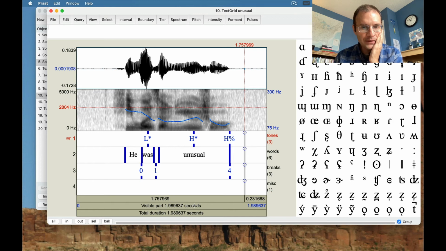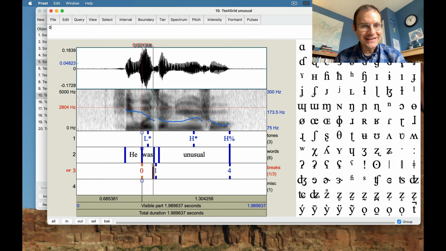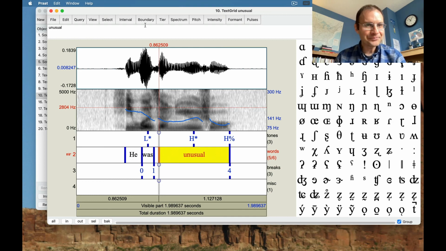Okay, so let's clean up some of this housekeeping stuff. So we've got the zero here. This is the easy stuff in these TextGrid transcriptions, getting these things lined up. So make sure you get that. It's always nice to have the easy stuff right, and then you can worry about the more difficult stuff, which is basically the tones tier and maybe a little bit of the breaks tier.